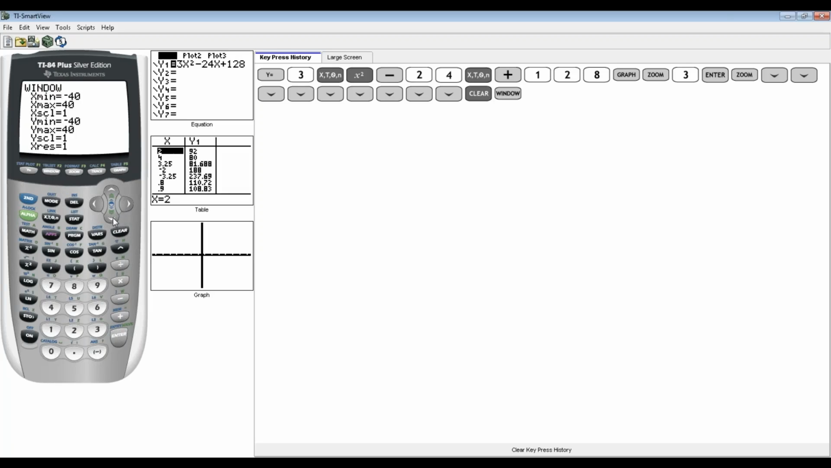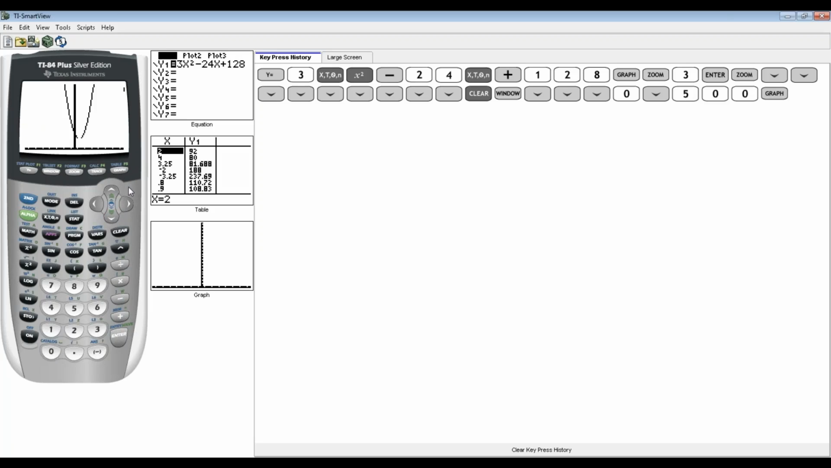We don't need the negative number. So we'll start with a y minimum of 0 and then a y maximum of, let's put 500 just to make sure we have it all in the graph. Let's see what we have now. Okay, so now we can see our parabola. So we want to find the number of iPhones that must be produced to minimize the cost. And x represents the number of iPhones.